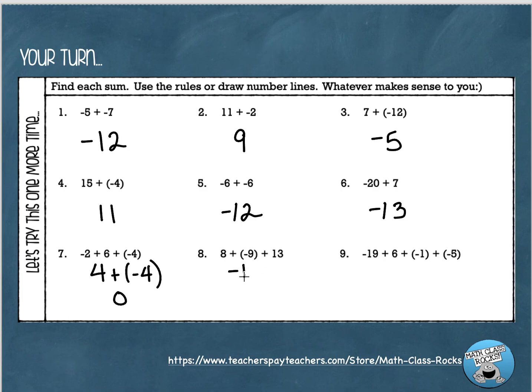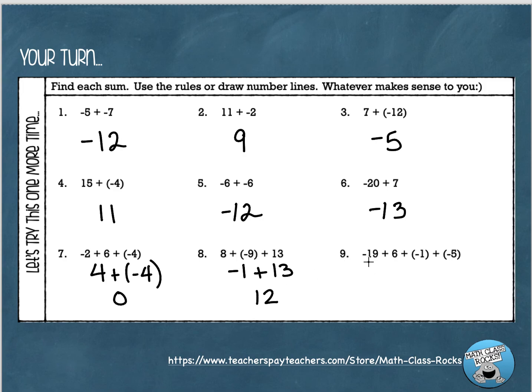For number 8, from left to right, let's do positive 8 plus negative 9. That's negative 1 so far because we subtract and keep the sign of the bigger number. Then I'm going to add 13. I'm going to follow that same rule again. I'm going to subtract and get 12, keep the sign of the bigger number. 13 has a larger absolute value than 1, and it's positive, so my answer is positive 12.